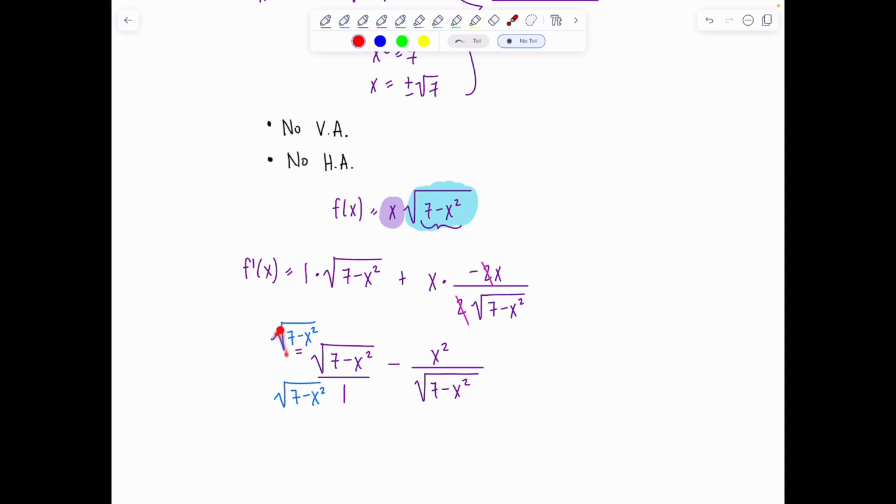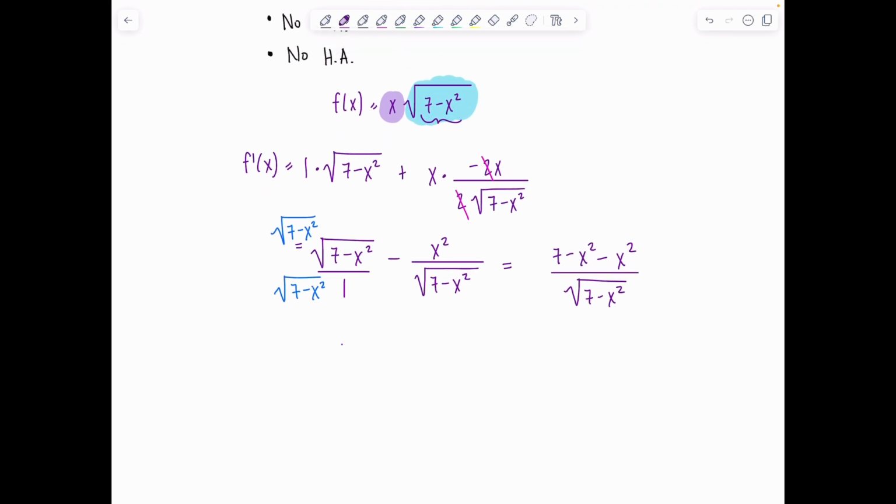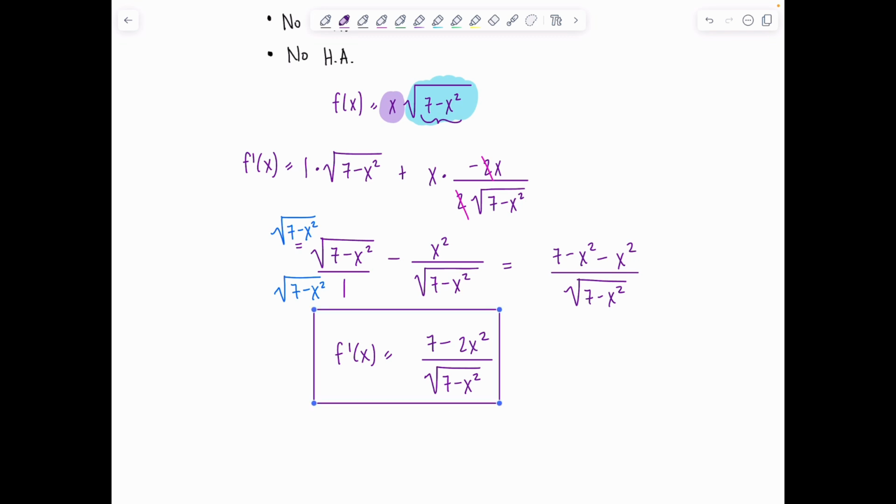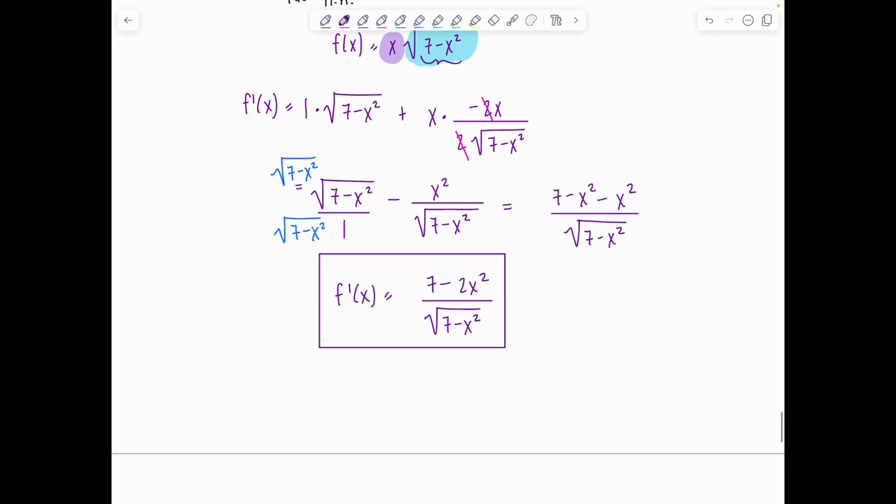And then remember, when you have a radical times the exact same radical, they cancel out. So you're just going to be left with 7 minus x squared up top minus another x squared over rad 7 minus x squared. Okay, almost there, guys. Hang in there. So f prime of x is 7 minus 2x squared over rad 7 minus x squared. Voila. Good, good, good. Okay, so now let's go get our critical values.